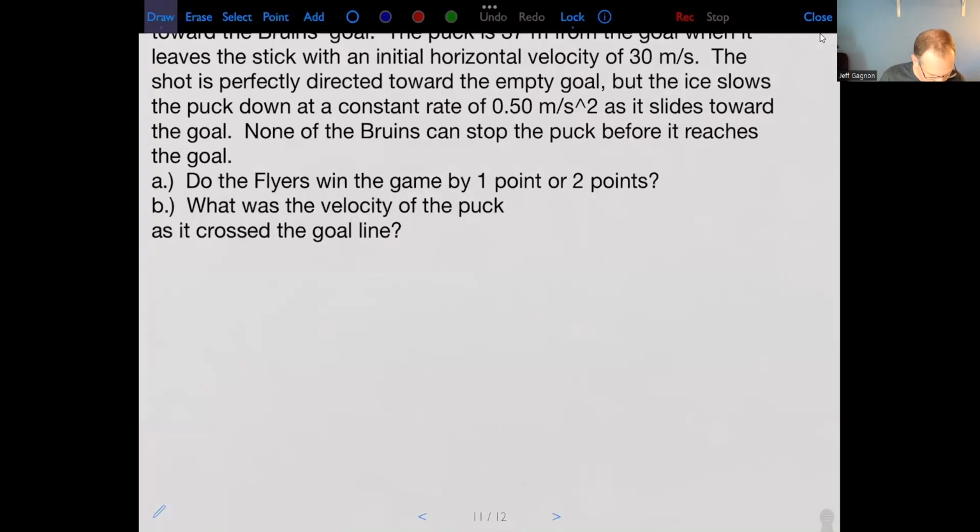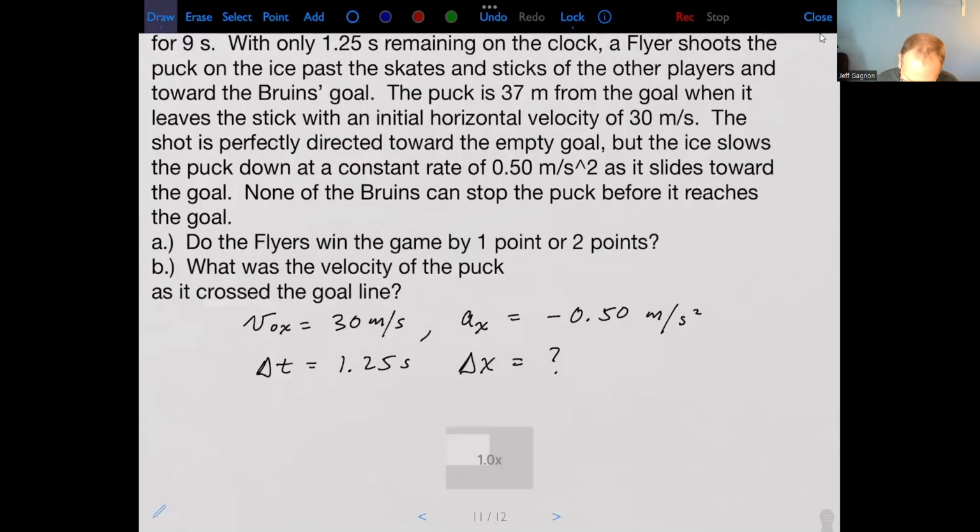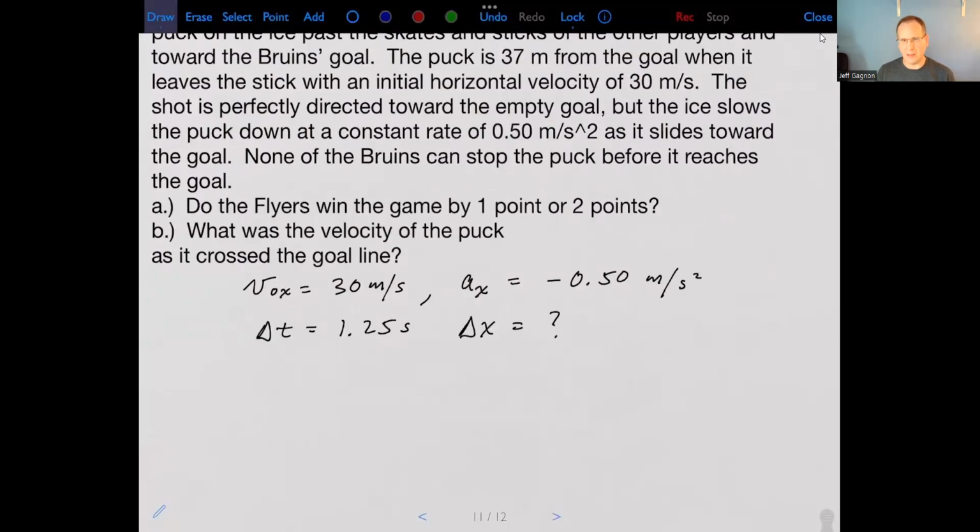Well, I know a bunch of things here, right? I know that my initial velocity is 30 meters per second. I know that my acceleration is negative 0.50 meters per second squared. And I know that the time, at least the time that we had on the clock, was 1.25 seconds, right? And I want to figure out the displacement. I want to figure out how far the puck went. If it's greater than 37, then I know that it scored. If it's less than 37, it didn't score.